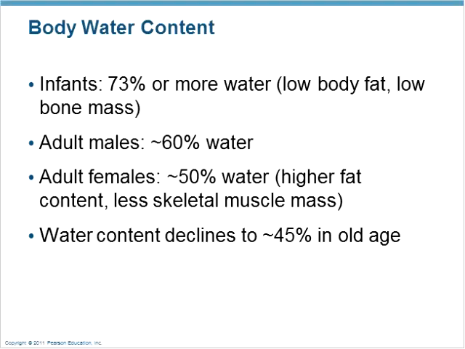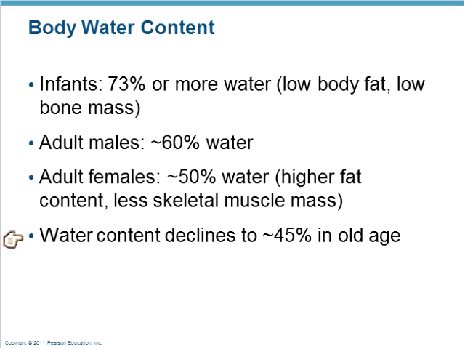We look at the body water content. We see that infants are 73% or more water. They have low body fat and really low bone mass, so the bulk of their body mass, or their density, if you will, is based in water. In adult males, that drops to about 60%, and in adult females, about 50% of their body is made up of water. They have a higher fat content and less skeletal muscle mass than males, and so that's where it comes to.